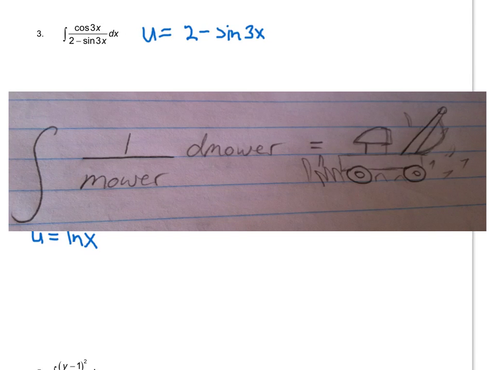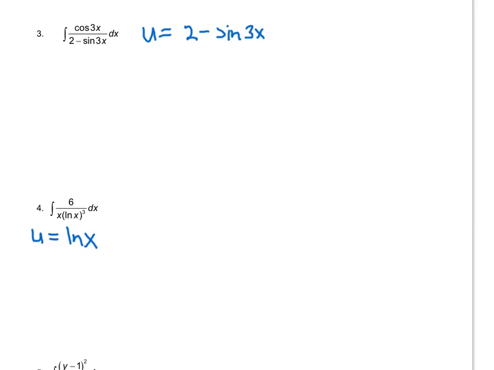And here's a little math humor for you. If you have the antiderivative of 1 over mower d mower, anytime you have 1 over a variable, you're going to take the natural log. So this is a natural log. So this is a lawn mower. Get it? Good times. Yeah, you can go back and rewind and take a look at that. That's all good.